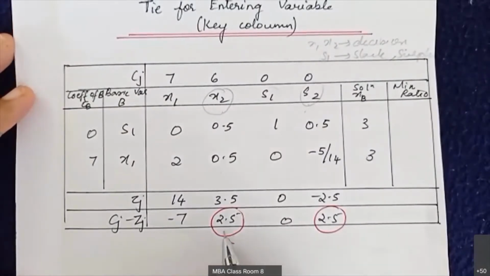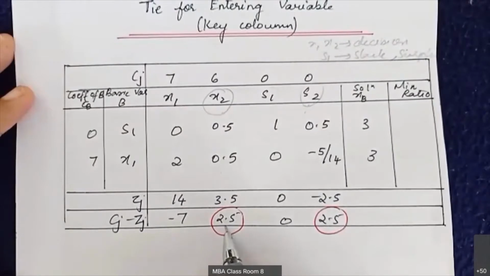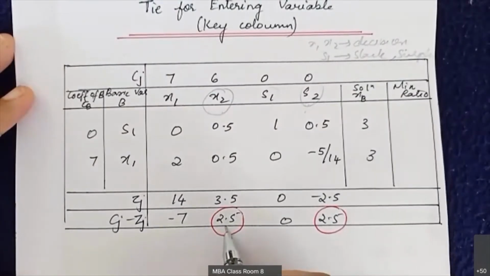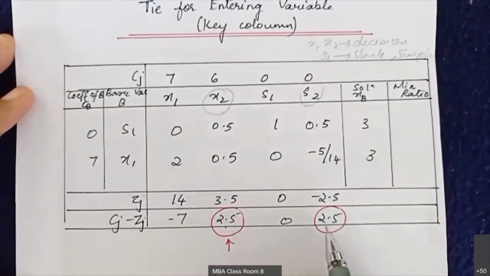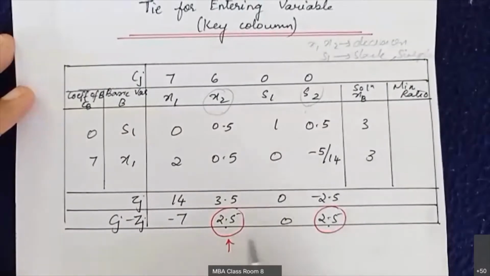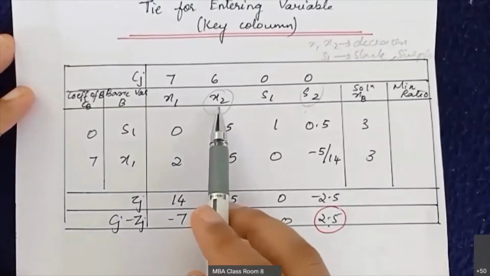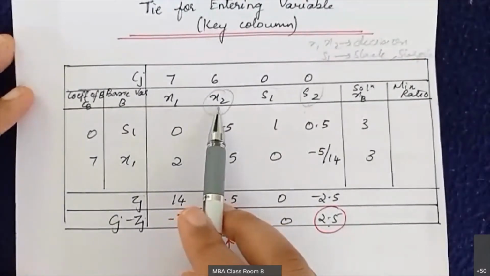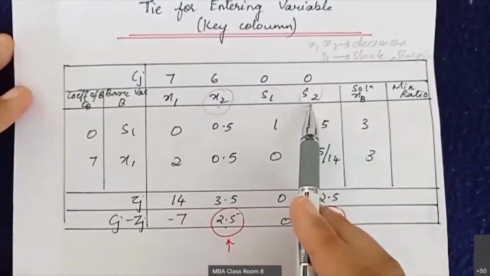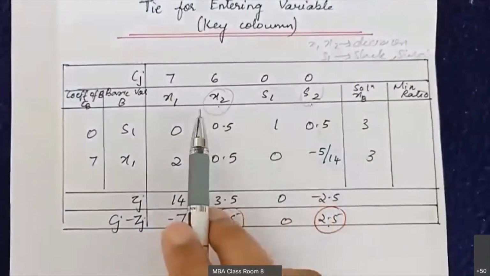Over here we have Cj minus Zj. We will go for the greatest value. So here we have 2.5 and again 2.5. So there is a tie. We will not be able to decide whether the entering variable is going to be x2 or S2.